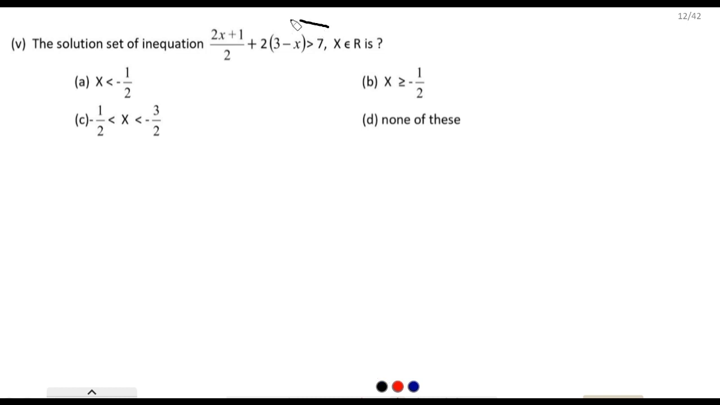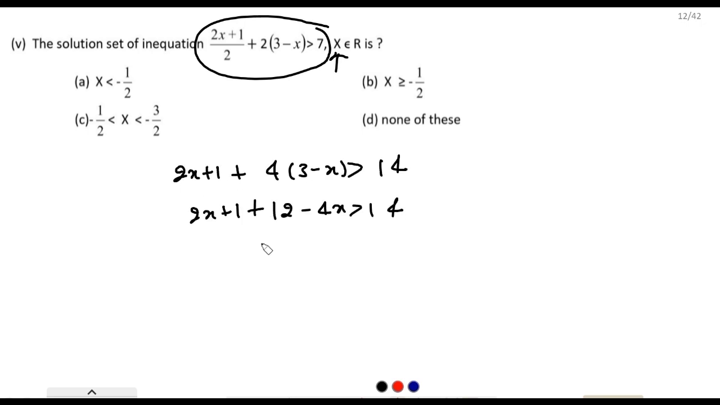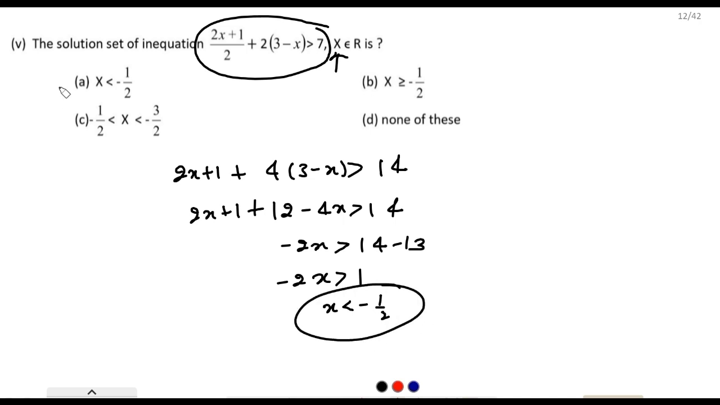The inequation is given and we have to solve this inequation for x. x is less than minus 1 by 2. If we multiply or divide by a negative number, the sign of the inequality gets reversed.